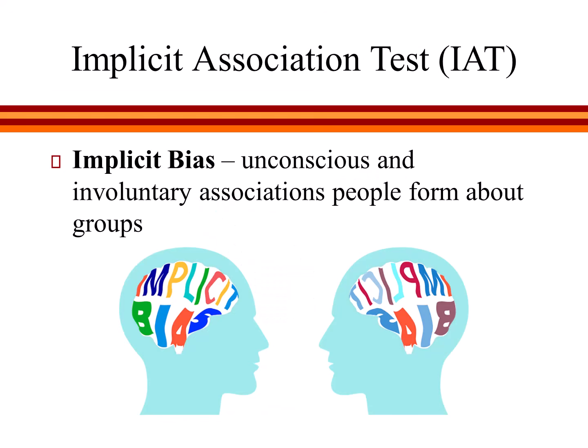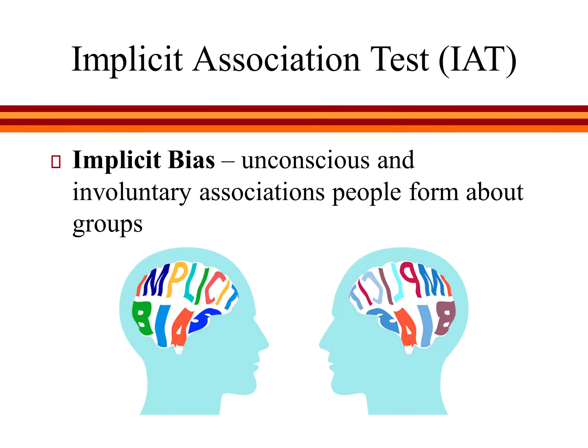Today, the most common way to measure stereotypes and prejudice is with something called the Implicit Association Test, often abbreviated as the IAT. Rather than using more explicit or conscious measures of people's attitudes towards certain groups, which are subject to social desirability concerns, the IAT instead attempts to measure attitudes and associations on a more unconscious level.